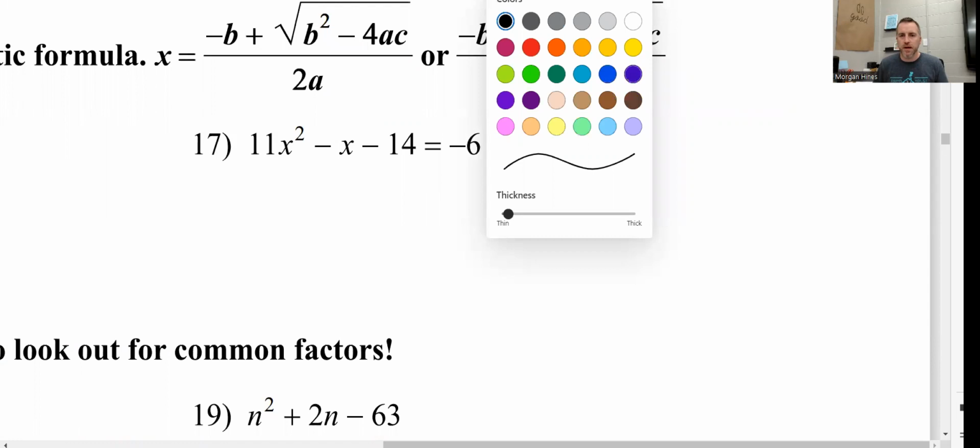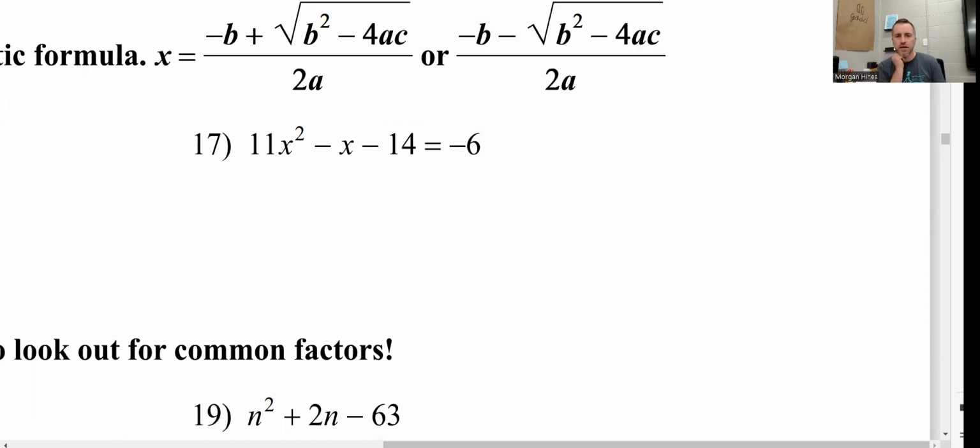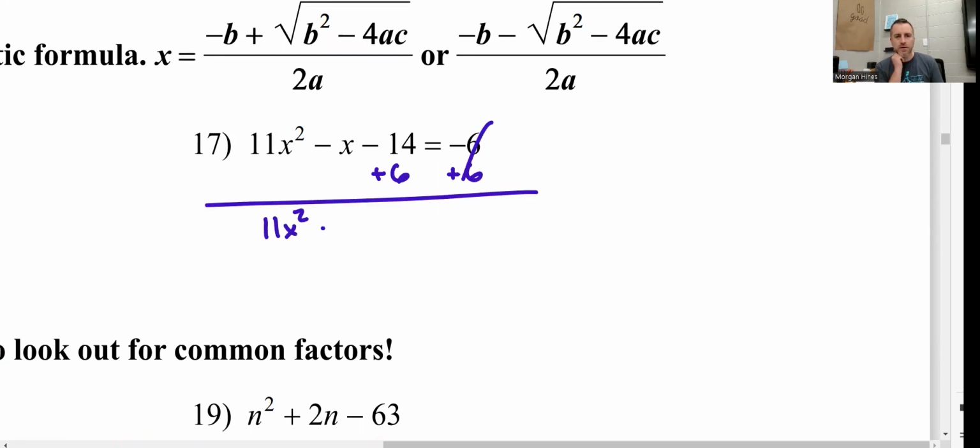Okay, but before we can do that, we have to get everything to one side. So we're going to have to add 6 to both sides. Creates 11x squared minus x minus 8 is equal to 0. Okay, I'll point out that you could try to factor this. You could try to complete the square. Both are fine options, but maybe not the best for this particular problem since the middle number is odd. So it's a -1, and the leading coefficient is 11, so it's not 1. So let's do it.